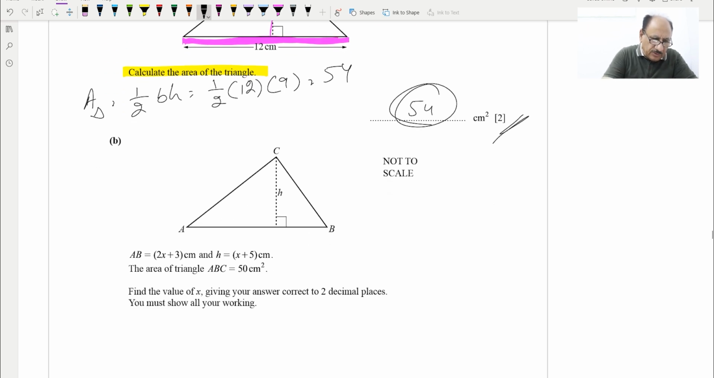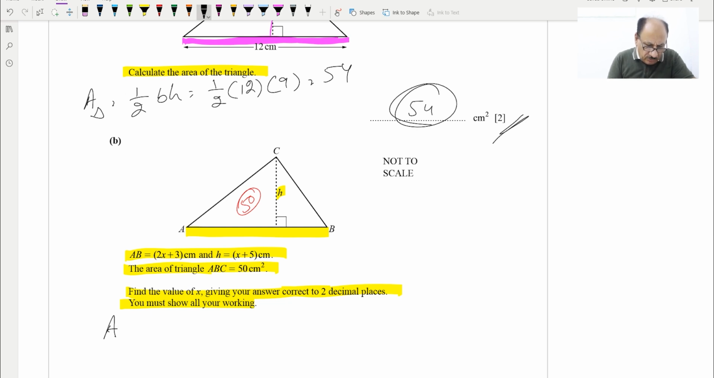Now for the B part, it says that AB is 2x plus 3. So 2x plus 3, and height is x plus 5. So find the area of the triangle given ABC is equal to 50. So height is this one, and base is AB, which is this one, and the area of the triangle they have provided, which is 50 centimeters square. So we can find the value. They are saying find the value of x, giving your answer correct to two decimal places, you must show all your working.